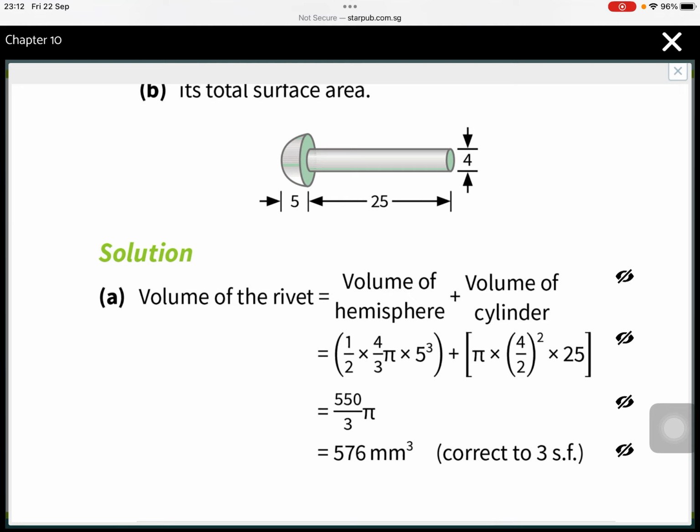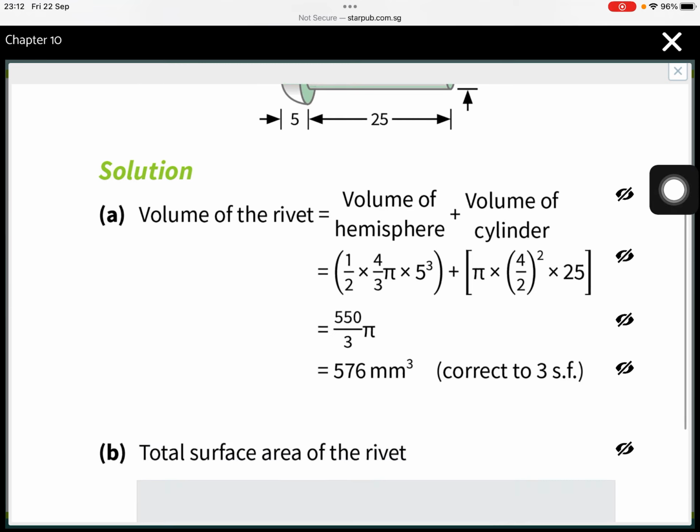Okay, next we have our surface area. So for the surface area, we have the curved surface of the hemisphere, we have the curved surface of the cylinder. Then you got these two green color surfaces, okay, which actually piece up together to form a circle. You can see that this area will fit nicely in the center here, and they will form a circle with a radius of 5, okay, which is part of the hemisphere. So what you calculate is the curved surface here, this circle, and the curved surface of the cylinder.